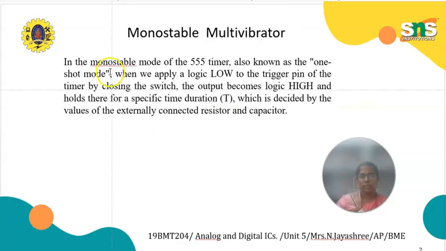Okay, I will repeat the monostable multivibrator again. It is also known as one-shot mode, the one-shot multivibrator. When we apply a logic low to the trigger pin by closing the switch, the output becomes logic high and holds for a specific time duration, which is decided by the values of the externally connected resistor and the capacitor.